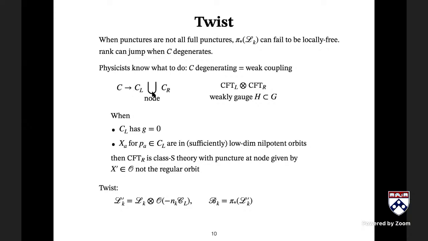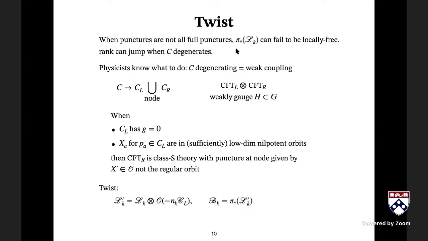What happens when the curve degenerates to a union of curves intersecting at a node is that the conformal field theory breaks up into a conformal field theory associated to C left, a conformal field theory associated to C right, and if we're not quite at the node in the nodal limit, then it's weakly gauged with some weak gauge coupling in some diagonal subgroup of the flavor symmetry of the two conformal field theories.